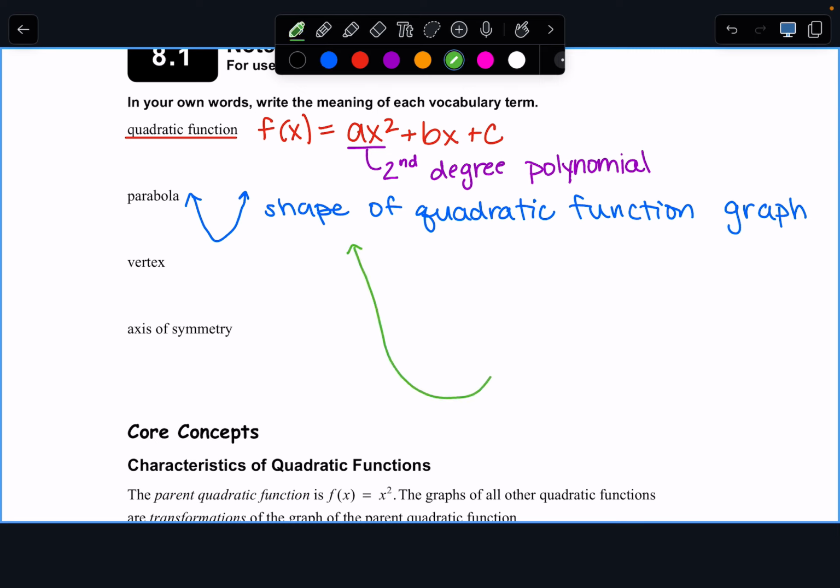A parabola. It doesn't look exactly like a U, but it's U-ish, okay? This right here, the turning point, do you see how it decreases and then it increases where it turns? This is called the vertex.